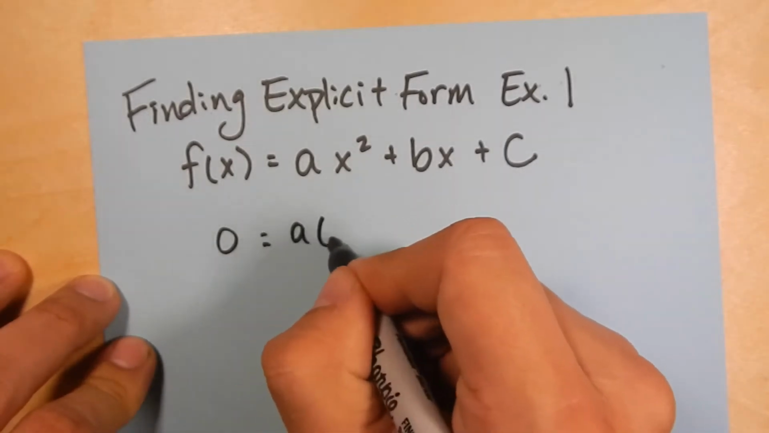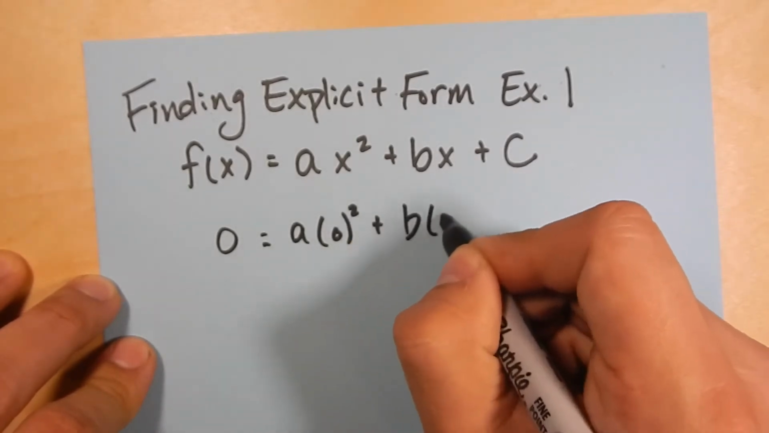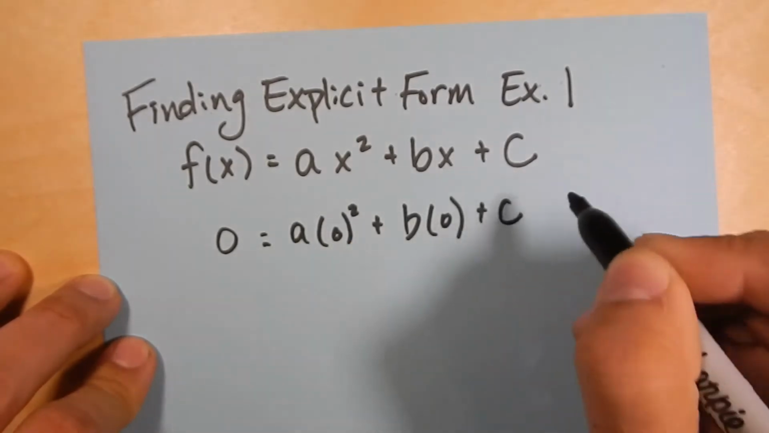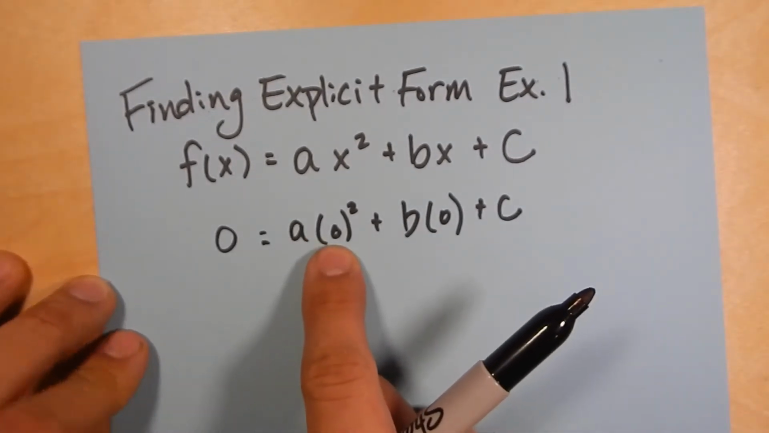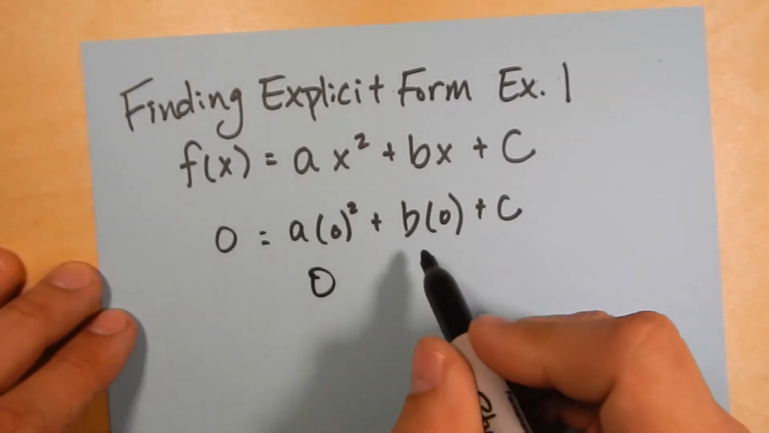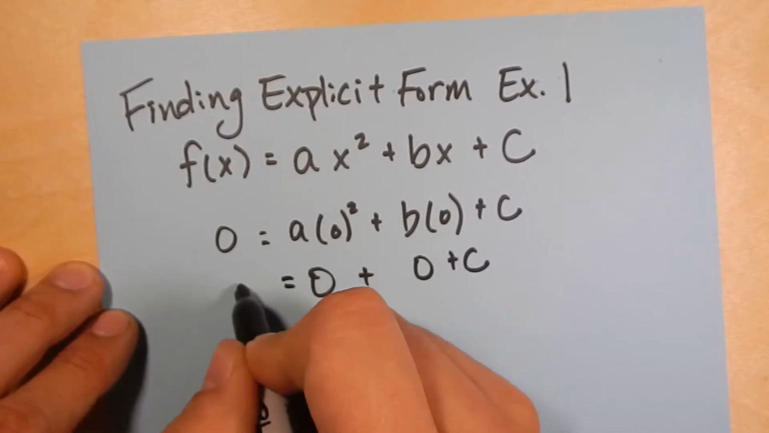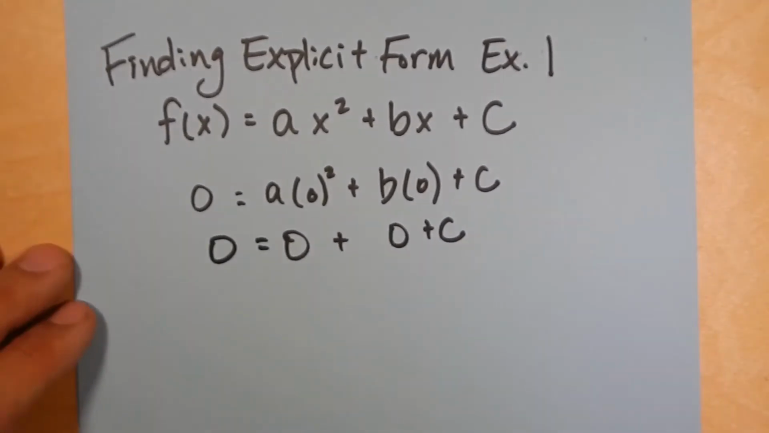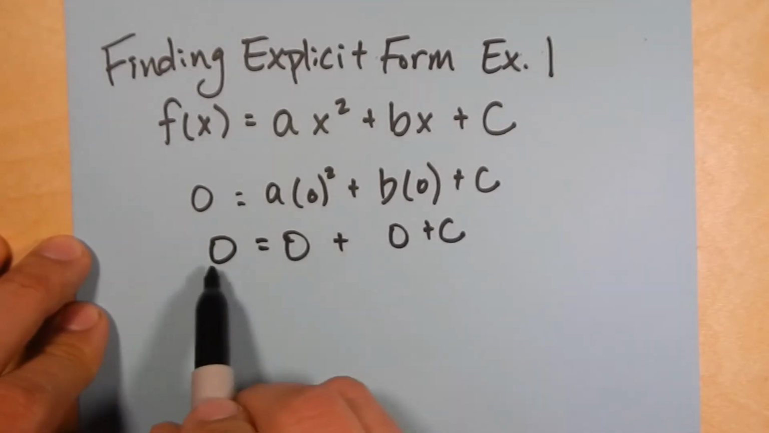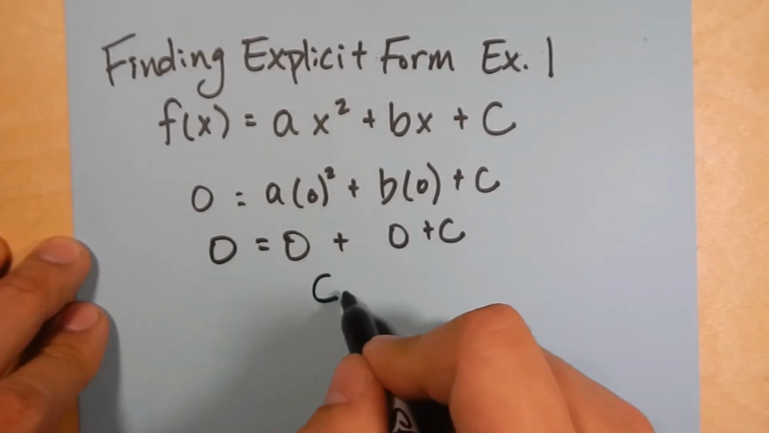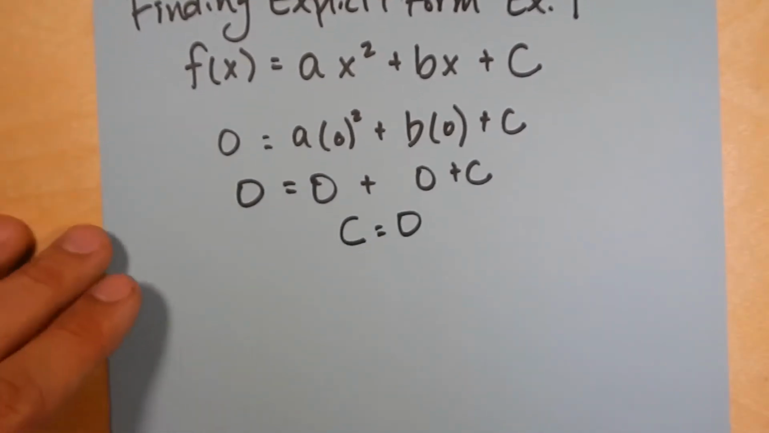So we have a times 0 squared plus b times 0 plus c. So we have a times 0, which is 0. We have b times 0, which is 0, plus c, and that equals 0. This isn't too difficult to figure out what c has to be. So 0 plus what equals 0? Well, we know that c has to be 0. Not too bad. So that's the first bit of information.